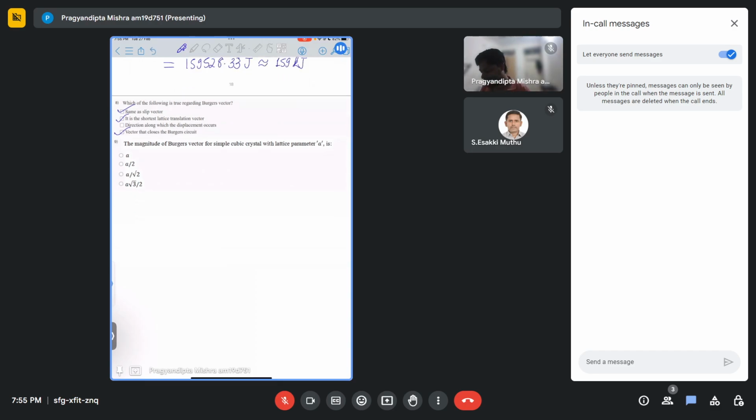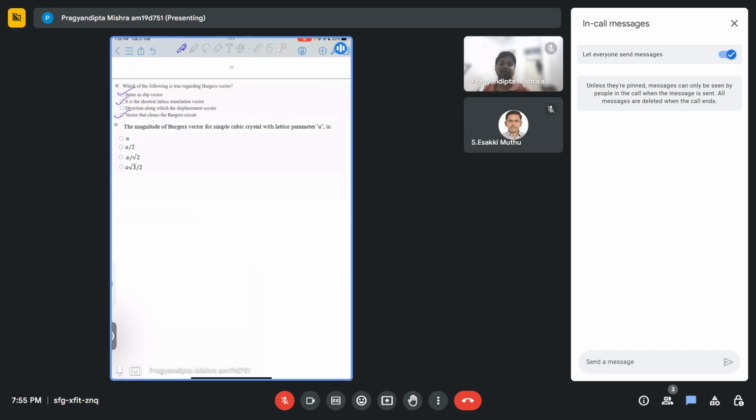They are asking the magnitude of Burgers vector for a simple cubic crystal with lattice parameter a. So simple cubic crystal structure, right? We need to find the shortest lattice translation vector. If you draw the simple cubic structure, how will it look? Right, this is how a simple cubic looks. We have atoms only at the corners, so the closest distance between any two atoms, whether it's this or this, is a.